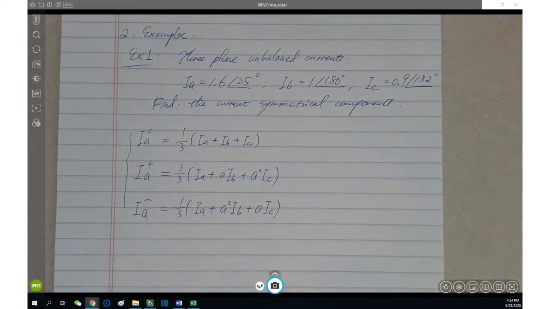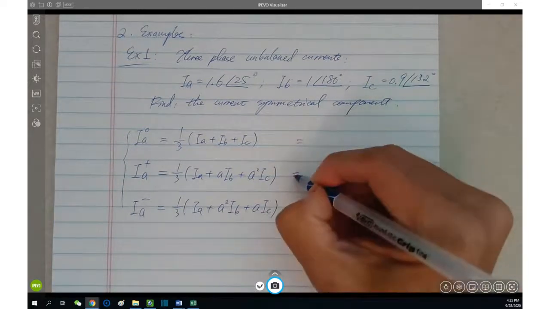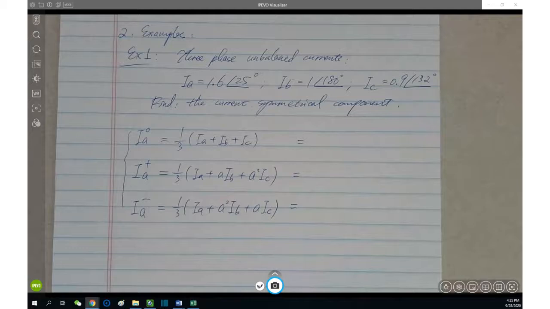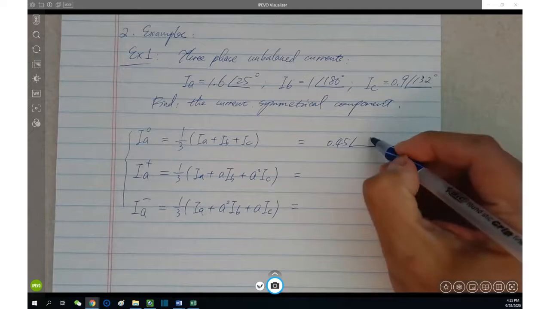These are the formulas we are applying. The rest of the work is pretty much just typing them into the calculator, right? And then the result should be like this.